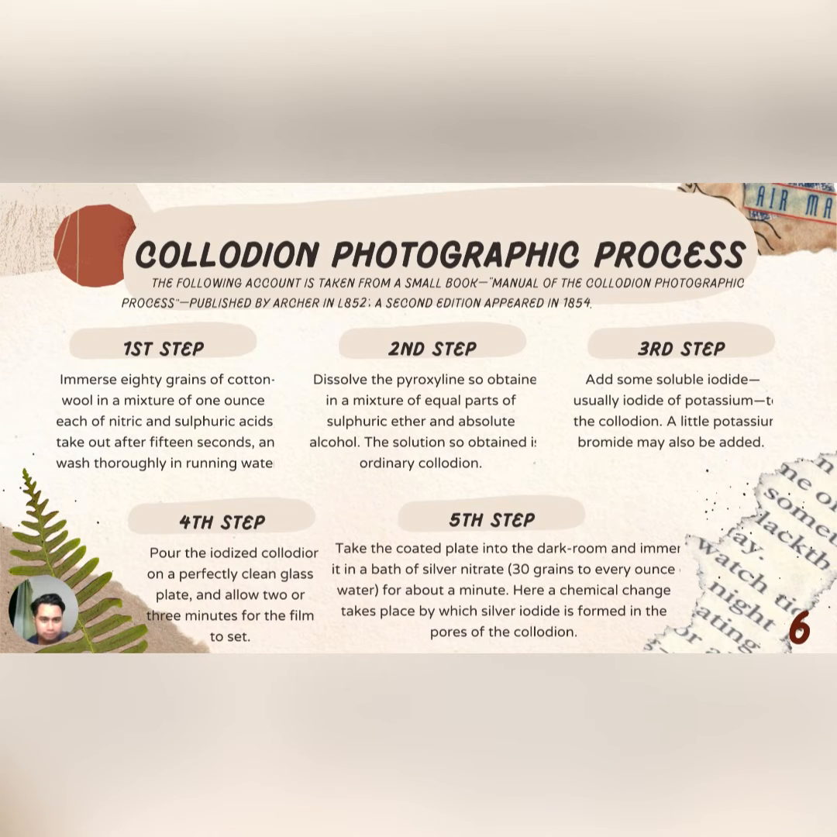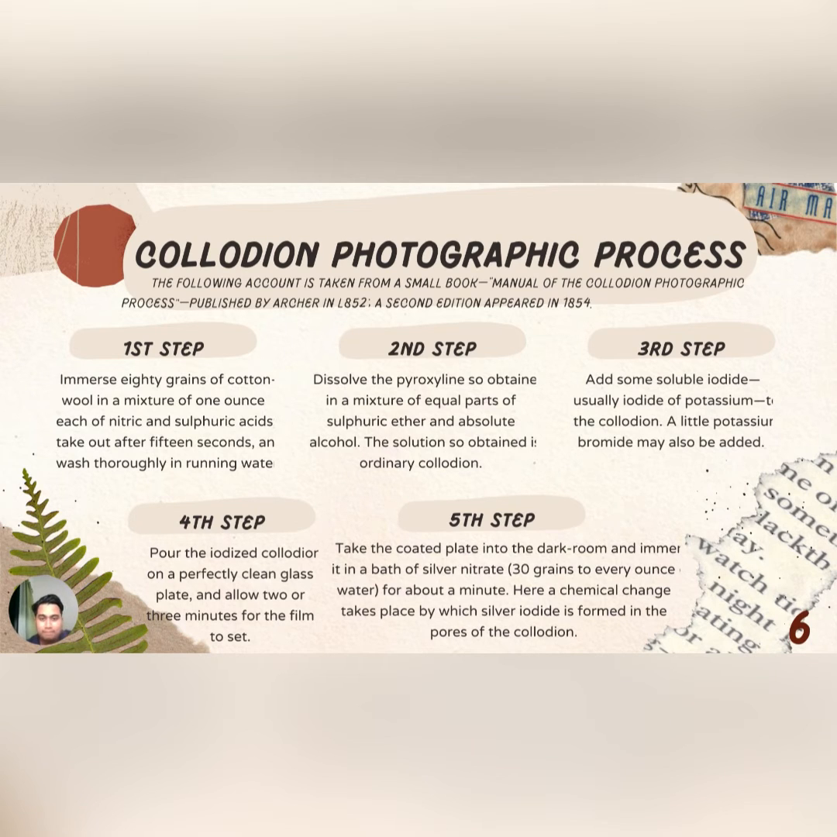Okay, the collodion photography process. First step: immerse 80 grains of cotton wool in a mixture of one ounce each of nitric and sulfuric acid. Take out after 15 seconds and wash thoroughly in running water. Second, dissolve the pyroxylin so obtained in a mixture of equal parts of sulfuric ether and absolute alcohol. The solution obtained is ordinary collodion.